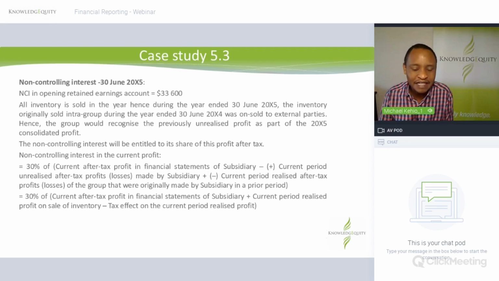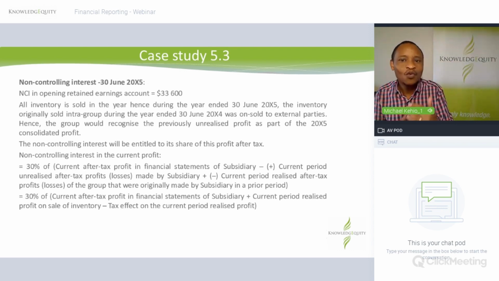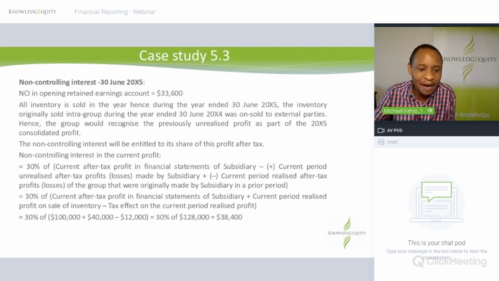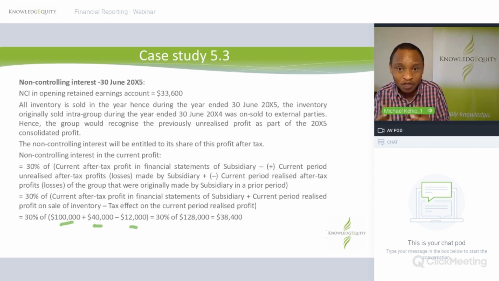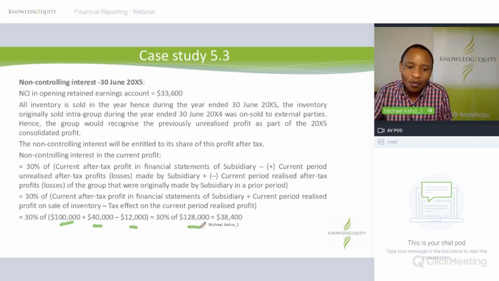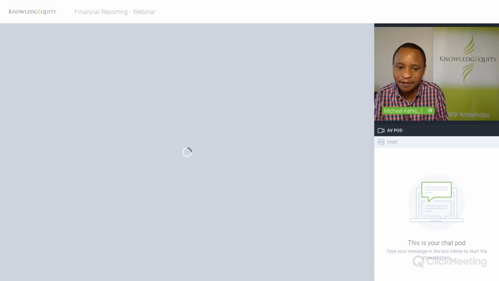Now, remember we had a realized profit in inventory this year, which was unrealized in the previous year, but we also deduct the tax effect on that realized profit. And so basically what will happen is this year's profit is 100,000, 40,000 is now realized profit. Obviously we deduct the tax because we are going to be taxed for that. And so what we end up with is 30% of 128,000. And so the non-controlling interest share is 38,400.